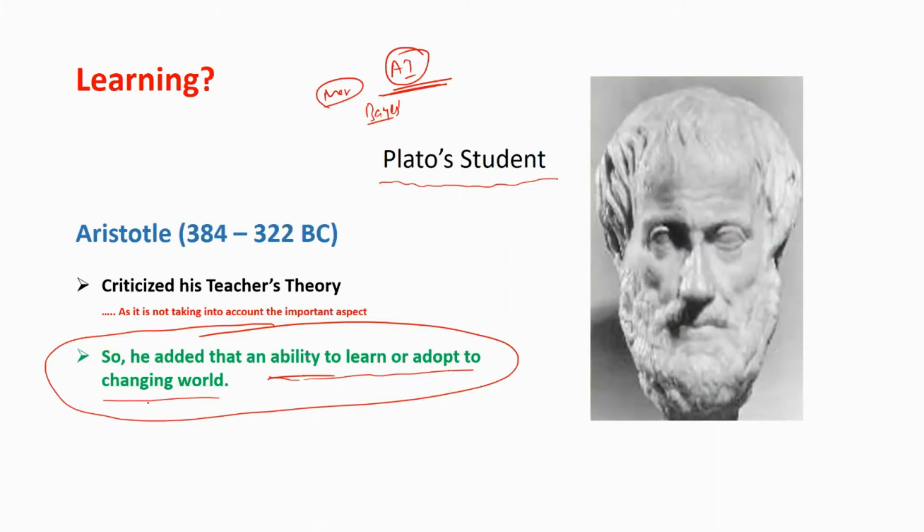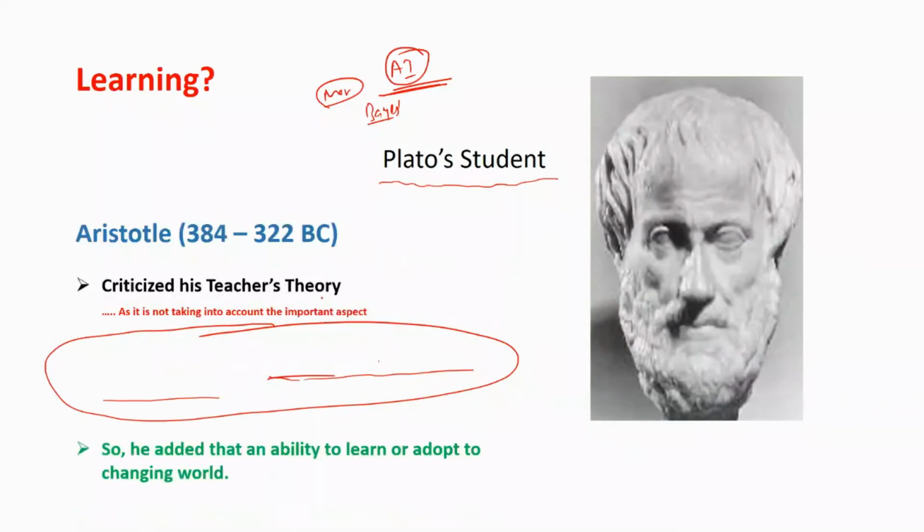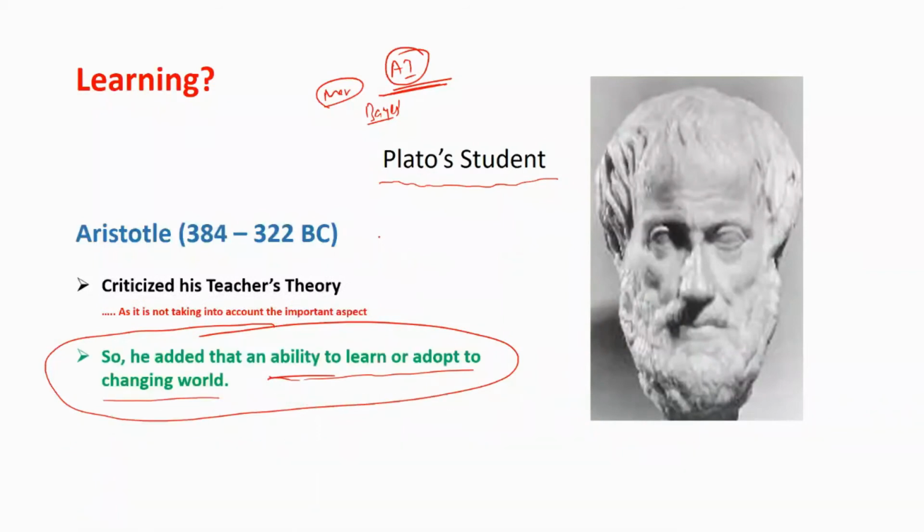So what is wrong in these definitions? These definitions are just saying that whatever previous knowledge we have, that's fine, that's learning. But in addition to that, whatever new concepts we are adopting with the changing world, this is also learning, right? And that's what we actually do while training the model.